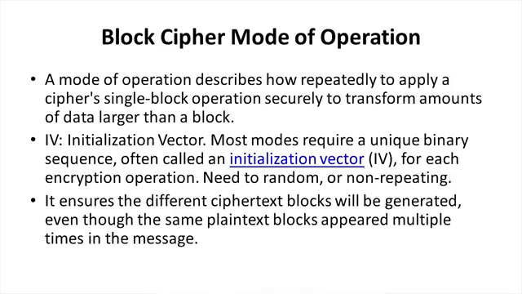IV is defined to be initialization vectors. Most cipher modes of operation require a unique binary sequence, often called an initialization vector, for each encryption operation. They need to be random and non-repeating. It ensures that different ciphertexts are generated, even though the same plaintext could appear multiple times in the messages.